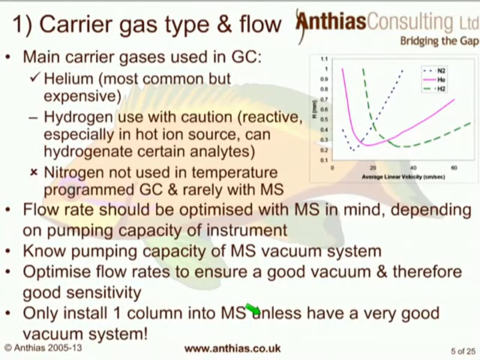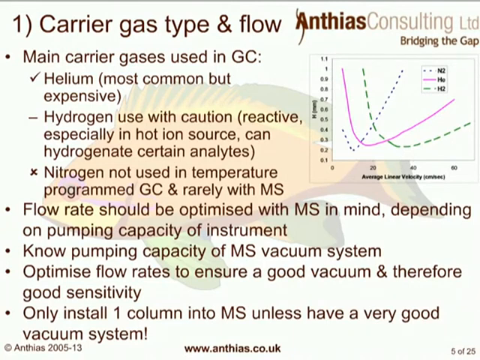The carrier gas type and flow, let's look at that to start with. The main carrier gases used in GC are helium. This is the most common, but it's getting very expensive now. Hydrogen is becoming much more common, but we do have to use it with caution. It is reactive, especially when we use a mass spectrometer which has got a hot ion source, and it can cause hydrogenation of certain compounds. Nitrogen is generally not used in temperature-programmed GC, and therefore it's very rarely used with mass spectrometry.